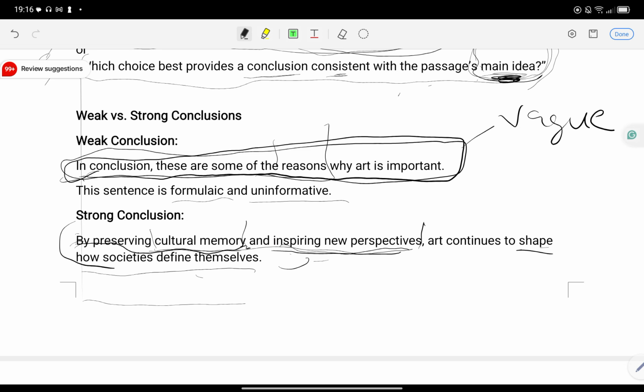Look at the better one. "By preserving cultural memory and inspiring new perspectives, art continues to shape how societies define themselves." So you see here, it lists out the things that were mentioned in the paragraph. It says art is shaping societies by preserving cultural memory and inspiring new perspectives. That's it. It's that simple.